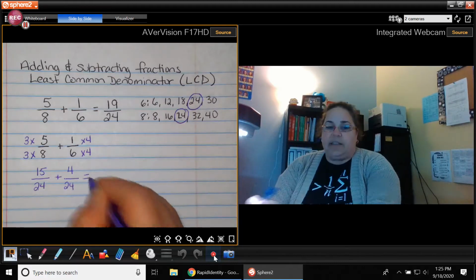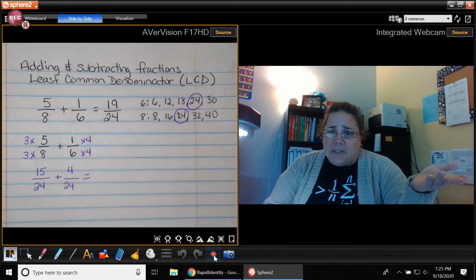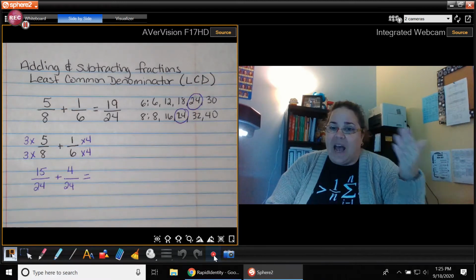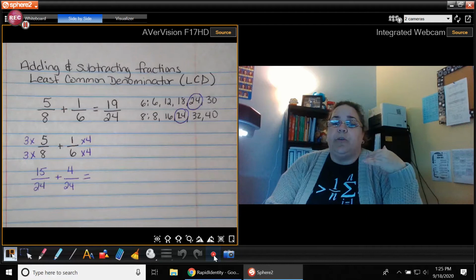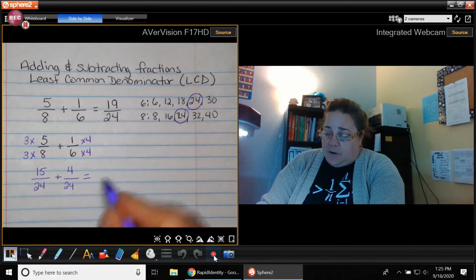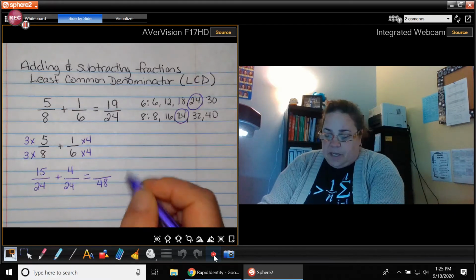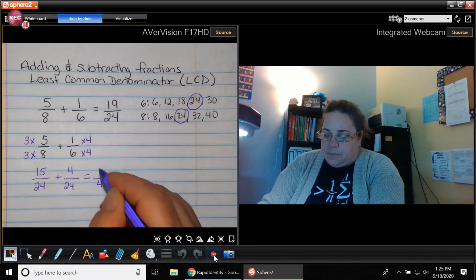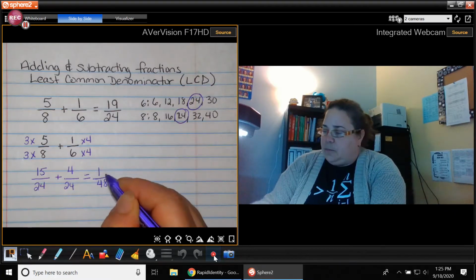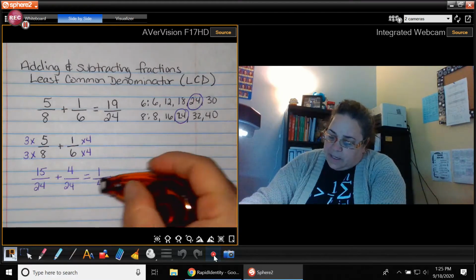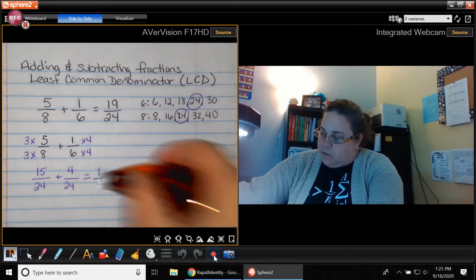And then, since we worked so hard to get a common denominator, we wouldn't want to go messing with that denominator now, right? So when we add fractions, we need to remember: keep the denominator and add the numerator. Keep the denominator, add the numerator. And look what I did, because I was talking when I was trying to write.